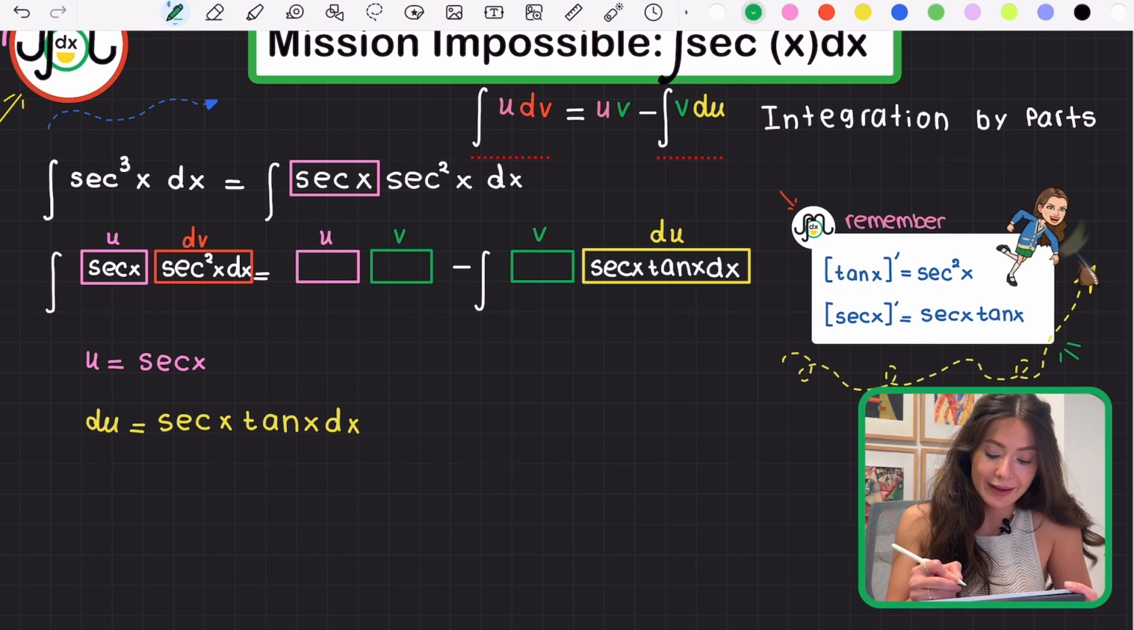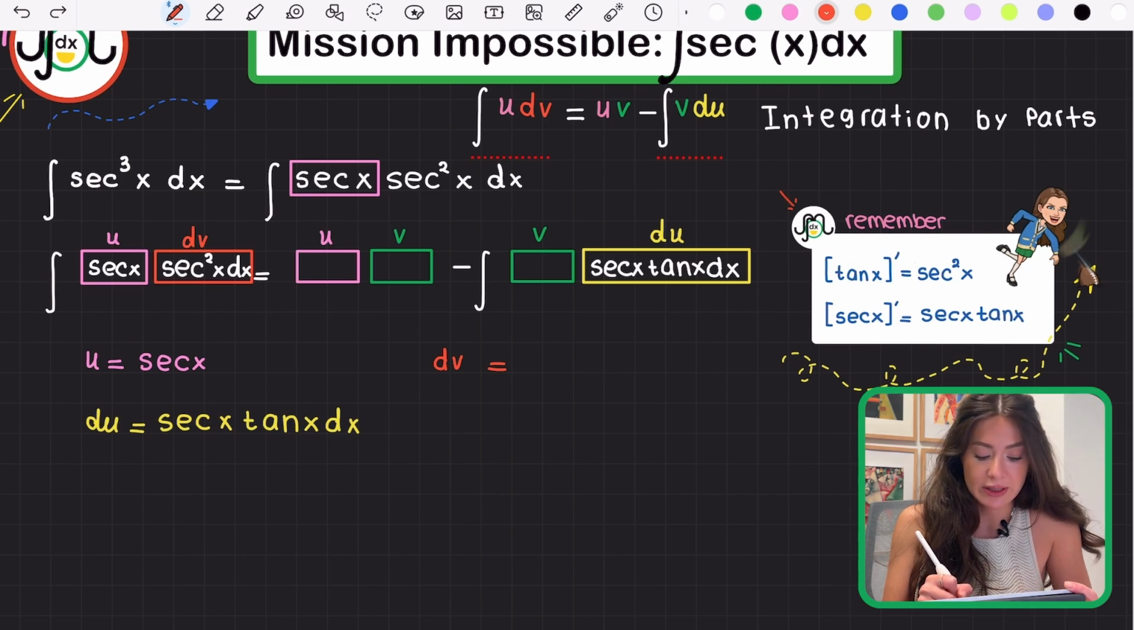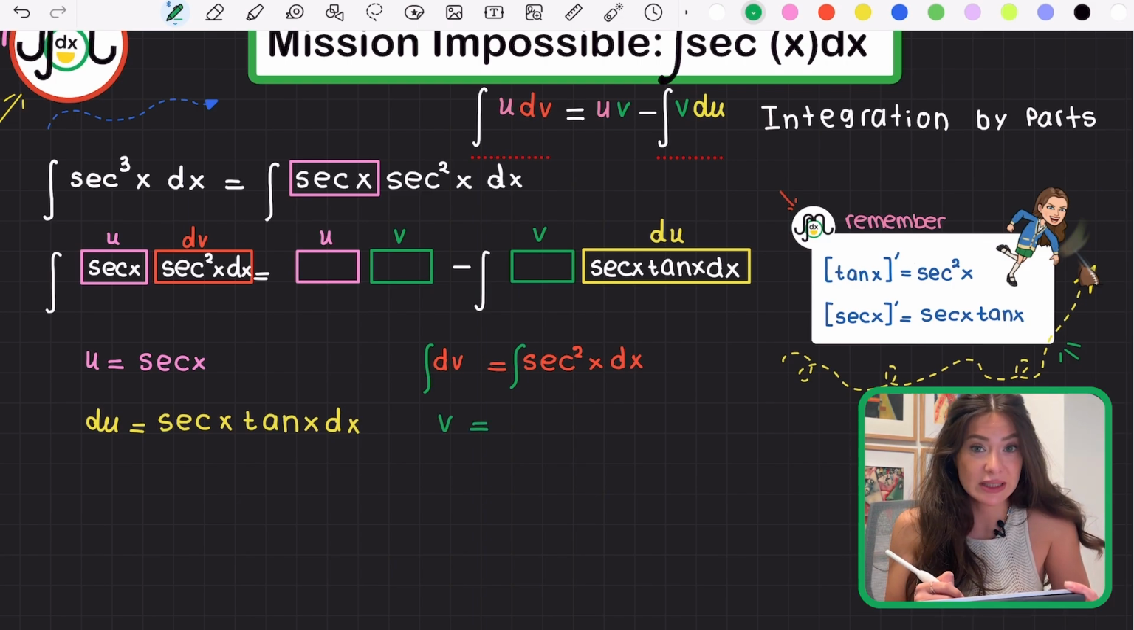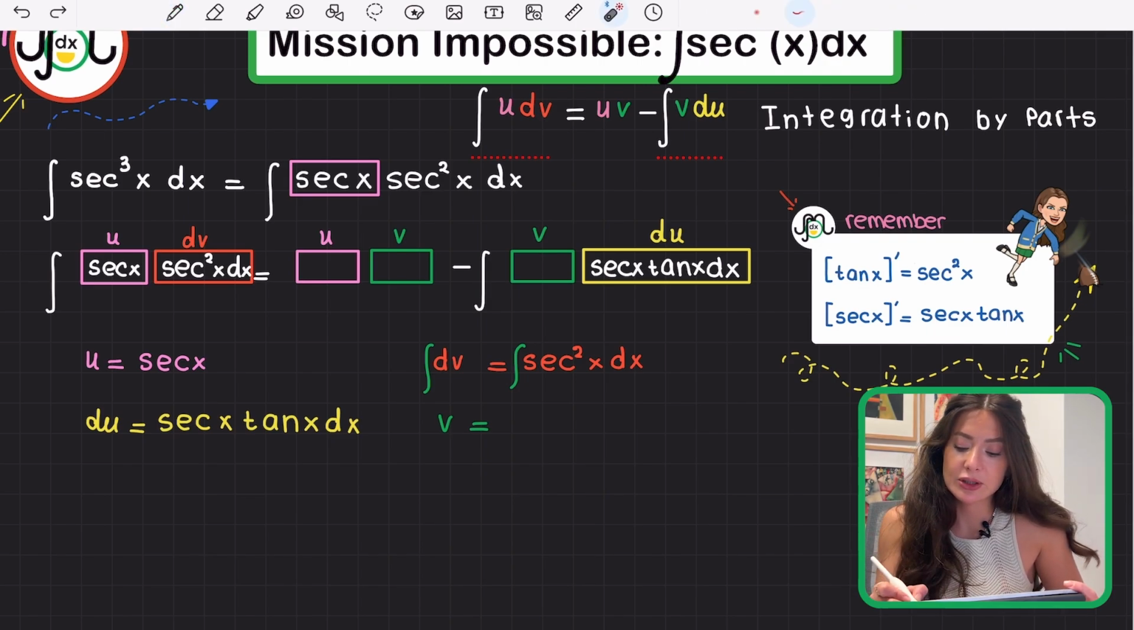Okay, now we need v, and getting v is always a bit trickier because to get v from dv, which is given to you, you have to take the integral, right? So you put the integral here. The integral of dv is simply v, right? Because the integral of dx is simply x. And the integral of secant square x is, I want you to look here.